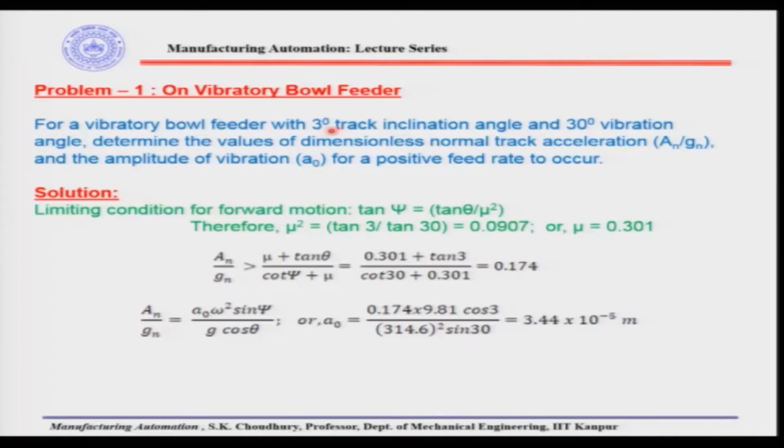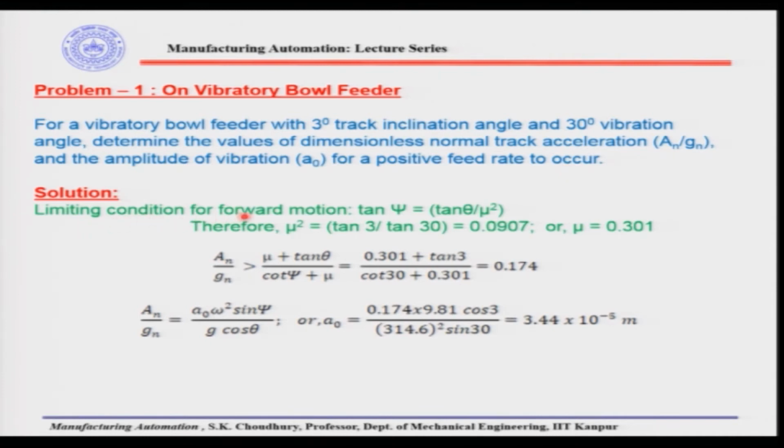Now, for a 3° track inclination angle and 30° vibration angle, determine the values of the dimensionless normal track acceleration, which is a_n by g_n, and the amplitude of vibration a_0 for a positive feed rate to occur. So, we have to find out the conditions so that the part goes up the track and not backwards.